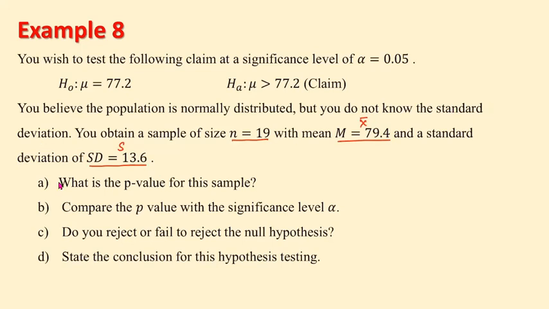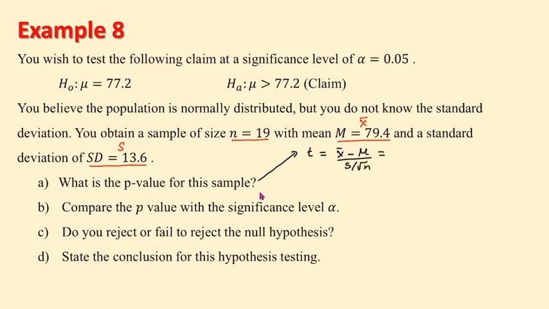So here, in the first part, we are asked to calculate the p-value. In order to calculate the p-value, the first thing that we do is find the test statistic. So for part A, our test statistic T is equal to x bar minus mu, divided by s over the square root of n.